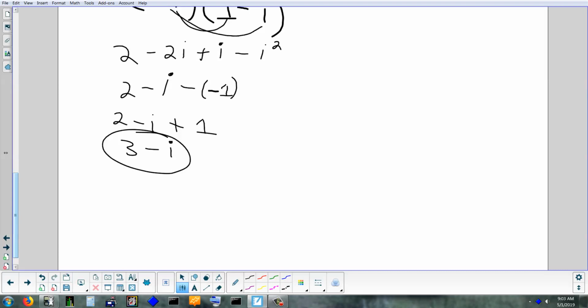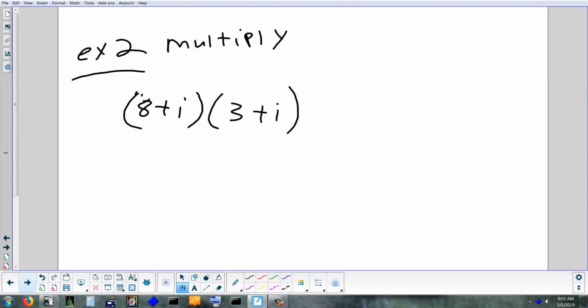Yep. So if you leave it like this, wrong. You didn't finish it. If you leave it like this, well, that's better because you changed i squared to negative 1, but it's still wrong. You didn't finish it. Same thing here. If you leave it like that, no, you didn't combine like terms. So you gotta finish it. Okay. Questions on that one? Okay. Let's look at one more of those.